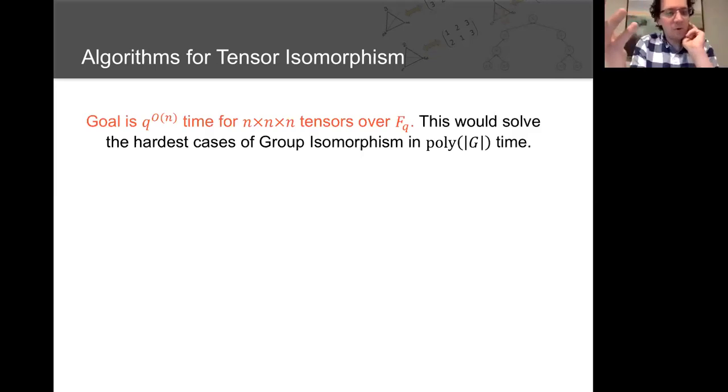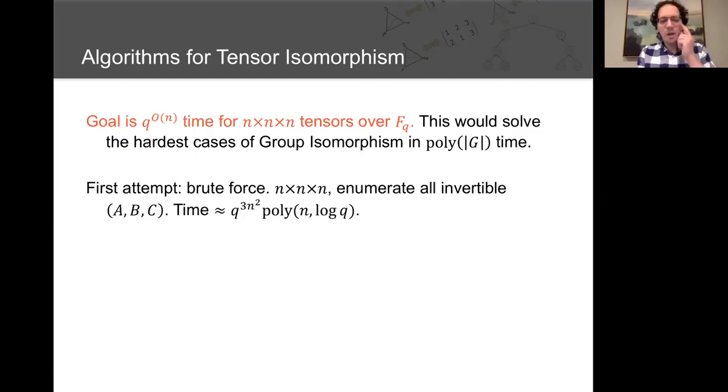Our big goal in the long run is if I have tensors over, say, the integers mod q, I want to solve it in, say, q to the n time. So this would solve nilpotent group isomorphism in polynomial time in the size of the input. And so this seems like already a pretty ambitious goal, but one that's maybe not insanely out of reach.